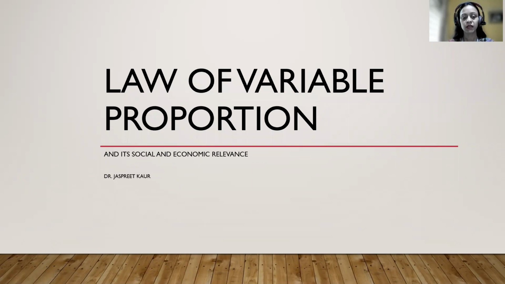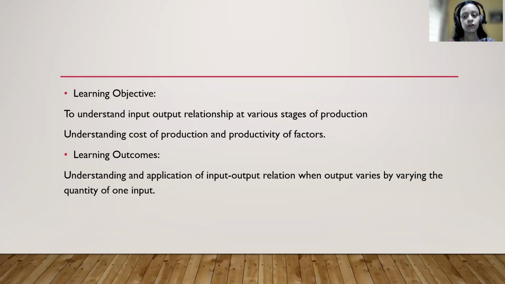In this class today, we are going to talk about the law of variable proportion and its social and economic relevance. The learning objective for today's class is to understand the input-output relationship at various stages of production, and also to understand the cost of production and productivity of factors. At the end of the class, the student will be able to understand and apply the input-output relationship when output varies by varying the quantity of one input.